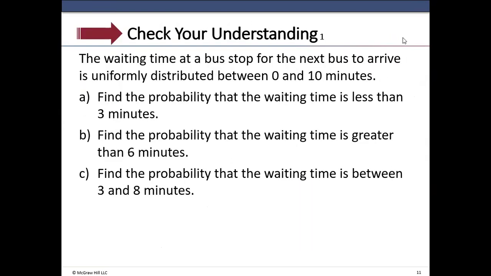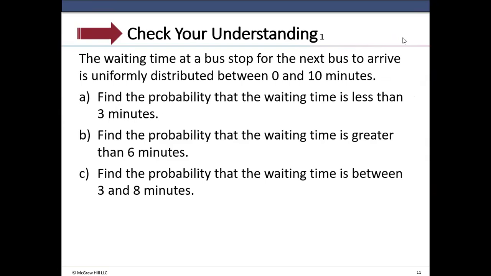The waiting time at a bus stop for the next bus to arrive is uniformly distributed between 0 and 10 minutes. Find the probability that the waiting time is less than 3 minutes. Less than 3 minutes means up to 3 minutes. The width in this case is 3 minus 0, which is 3. And what is the height? 1 over 10. Why? Because the probability density is uniformly distributed between 0 and 10.